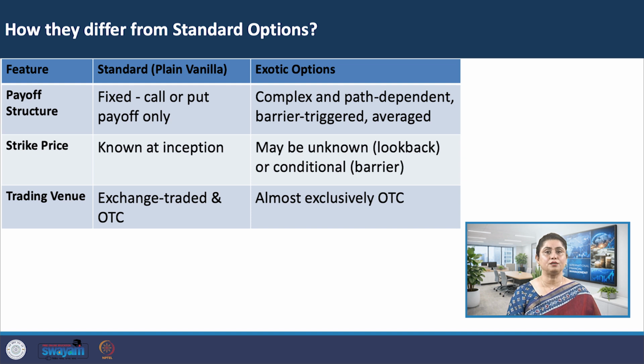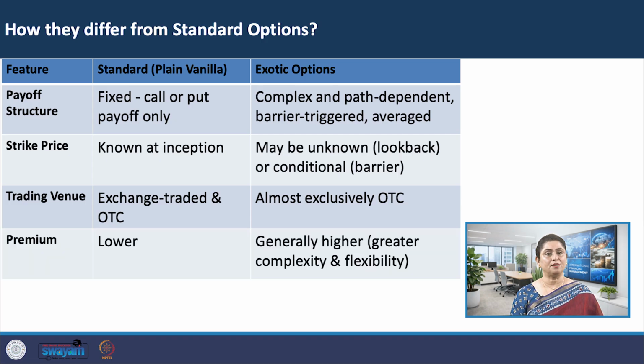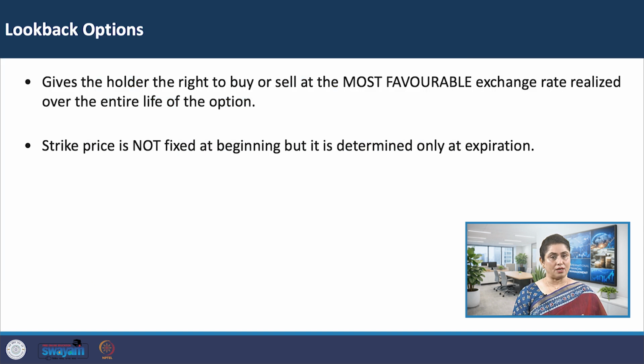Trading venue. Standard options are traded both on exchanges and in the over the counter market, but exotic options are almost entirely traded over the counter. This is because they are customized contracts and cannot be easily standardized for exchange trading. Premium. Standard options generally have lower premiums. Exotic options, on the other hand, tend to have higher premiums. This is due to their complexity and the flexibility they offer in the tailoring payoff. Let us now look at the important types of exotic options one by one.